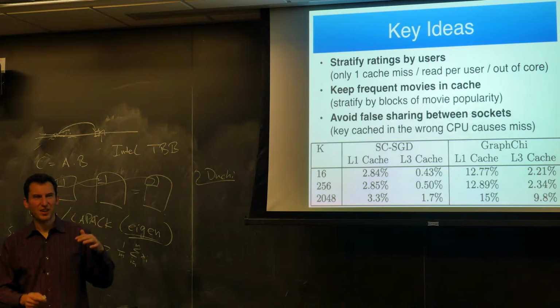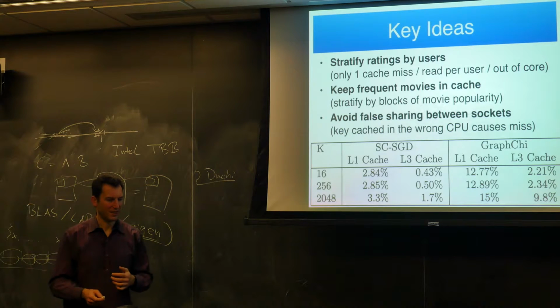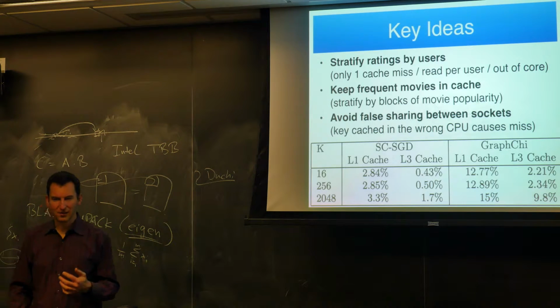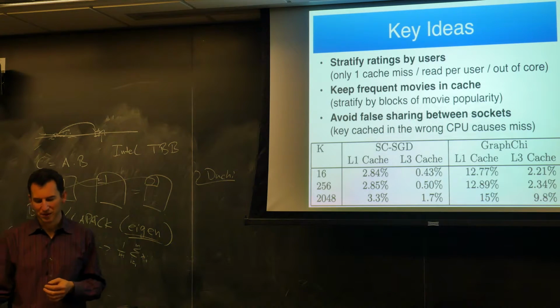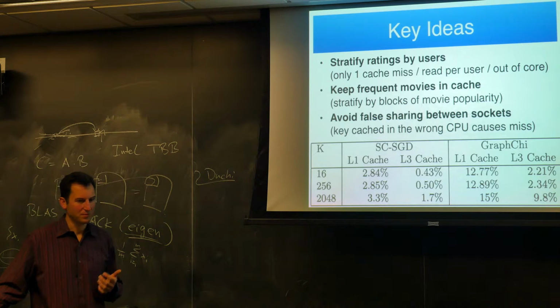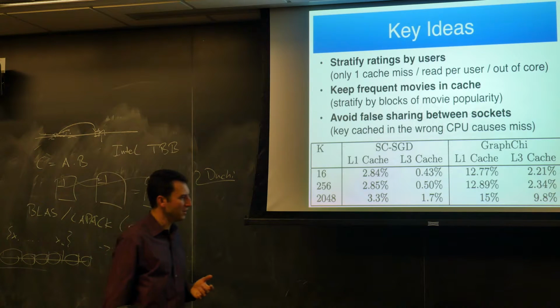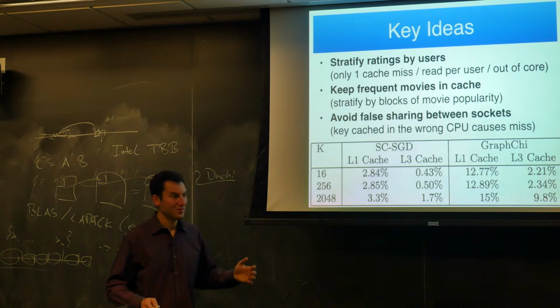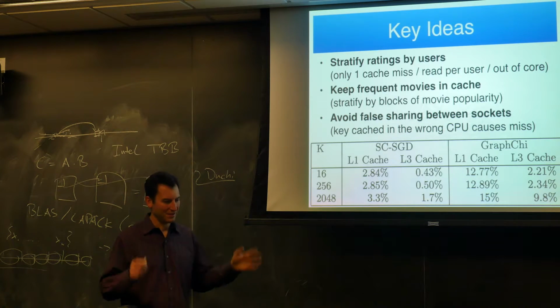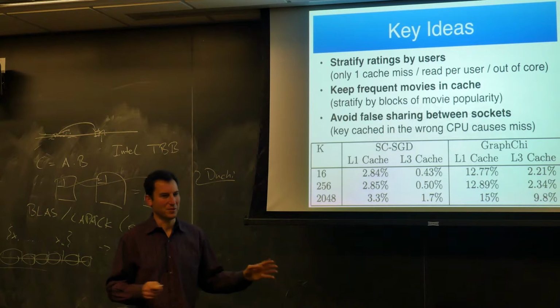So this is actually changing the way how we process the data slightly, but it's something that's actually very much in line with how you would be storing it anyway, so it's not a big deal. The second thing is you want to make sure that the frequent movies actually stay in the cache. Okay? And to some extent the operating system and the microprocessor, they all help you with that, so this is okay.